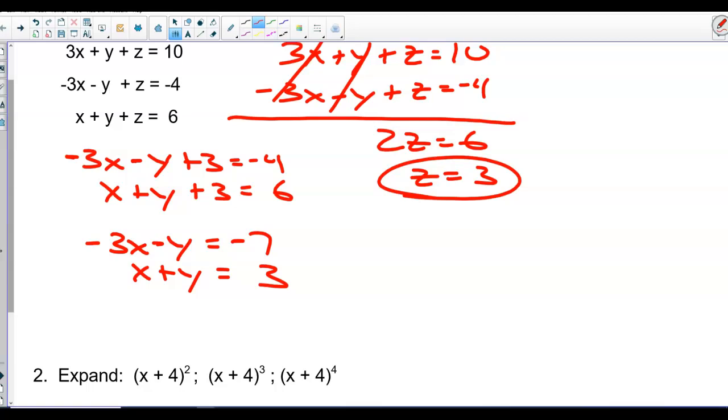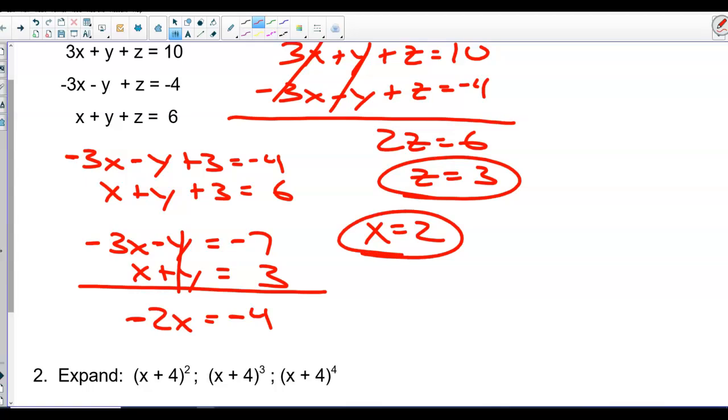And now I'm going to do this system right here. This system's pretty easy. The y's cancel, and I'm left with negative 2x equals a negative 4. Divide negative 2 on both sides, and my x equals 2. That's my answer. Now, if I want to get my y, 2 plus what plus 3 gives you 6. My y equals 1. Okay? You just need to get what they ask.